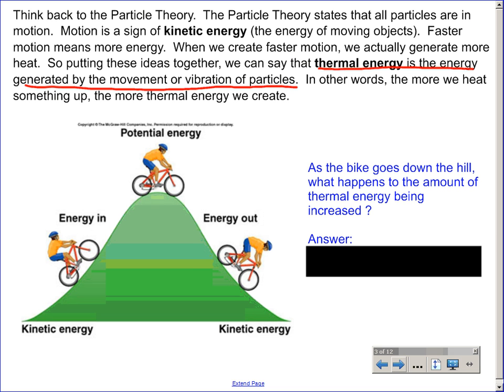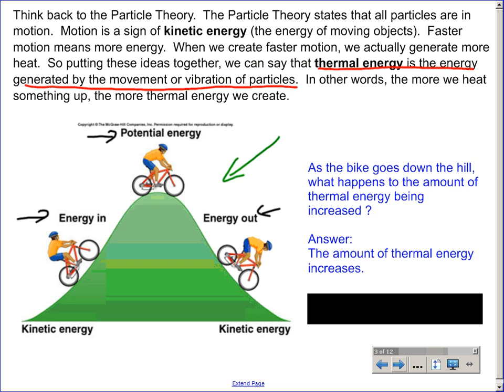Now let's take a look at this diagram. As the bike goes down the hill, what happens to the amount of thermal energy being increased? Energy in, potential energy, energy out. The answer? The amount of thermal energy increases.